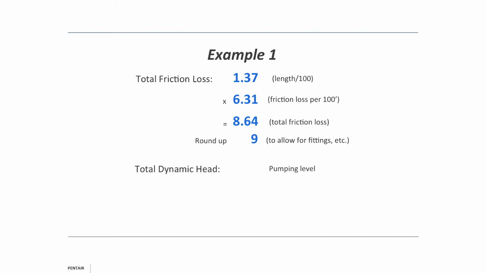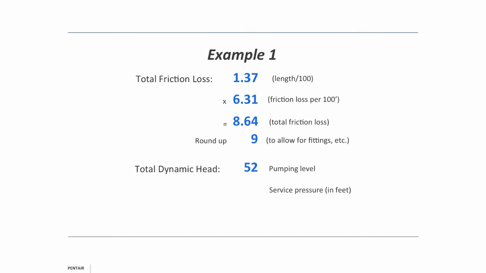Okay? Total dynamic head, then, is pumping level. The pumping level is 52 feet. Where did Dan get the 52 feet? Remember, the well depth is 42 feet. The well test showed a drawdown of 10 feet. Now, granted, it was much more than 10 gallons per minute, but I want to cover my bases. So the 42 plus the 10 feet of drawdown gave me 52 feet for pumping level. I have no elevation to add in there, so that's why it's just 52.